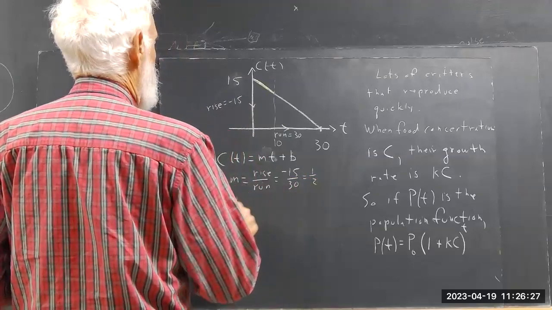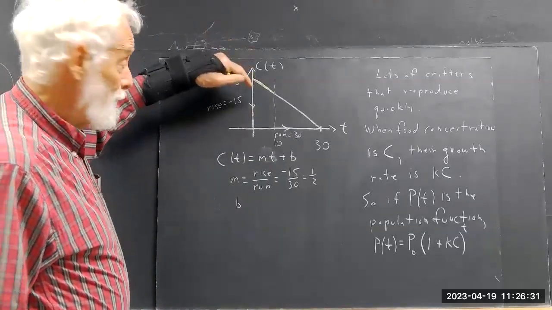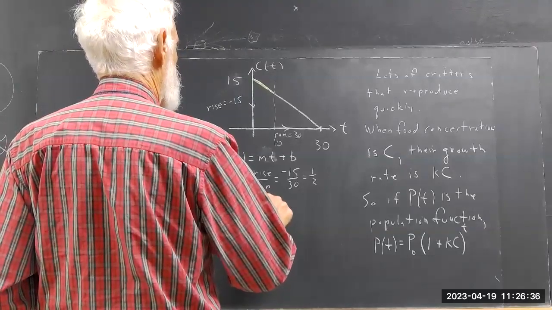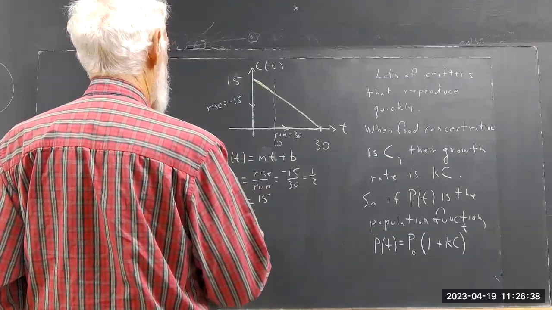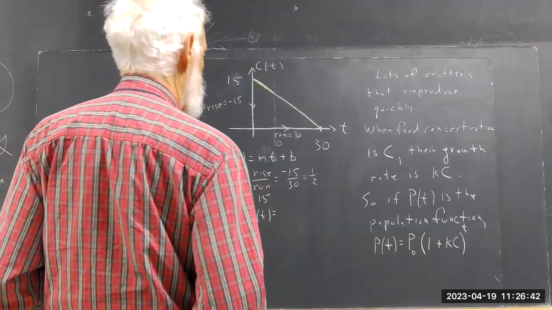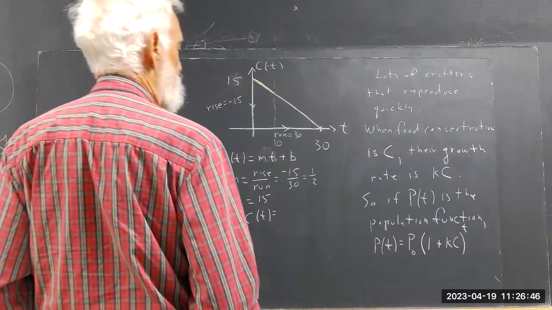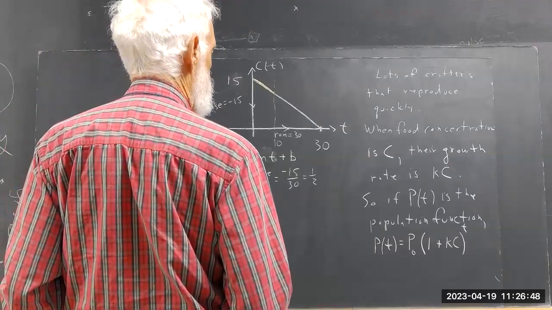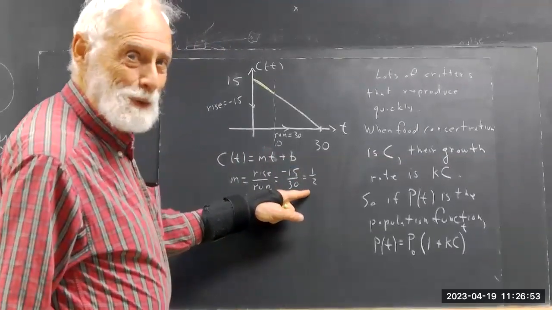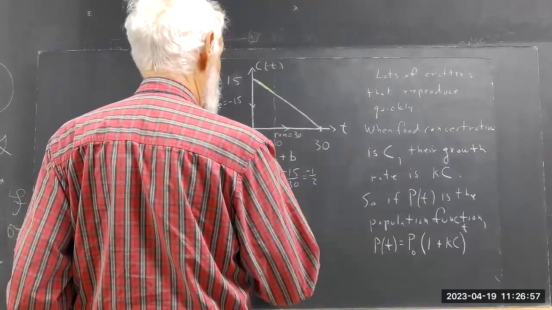Now B, I made it easy on you. I gave you the y-intercept, the vertical intercept, which is 15. So C of T is, look what I did, same thing you did, 15 minus 1/2 T.